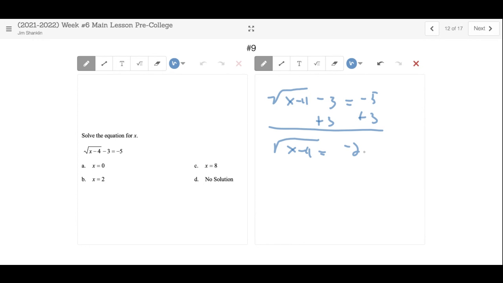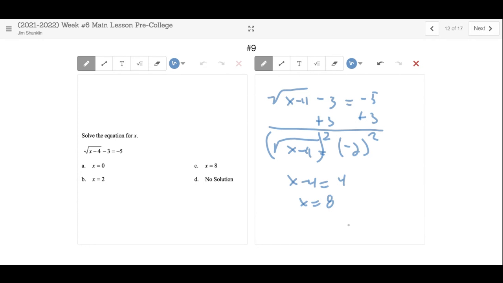Now, this is where I stop. When you isolate your radical, and if it's equal to a negative number, that was with absolute values. Can I have a negative come out of a radical? I don't think so. I think we're going to say there's no solution here, right? Because if I square this, let's just continue on. If I square both sides, I end up with x minus 4 is equal to 4. Add 4, so x equals 8.